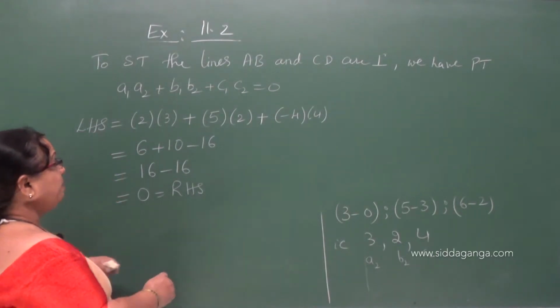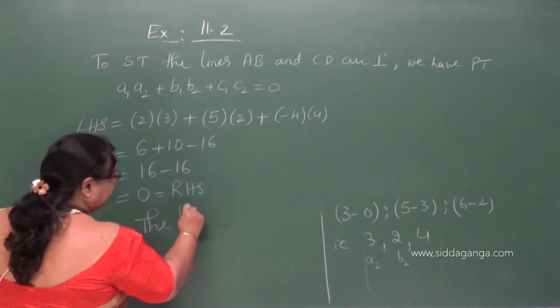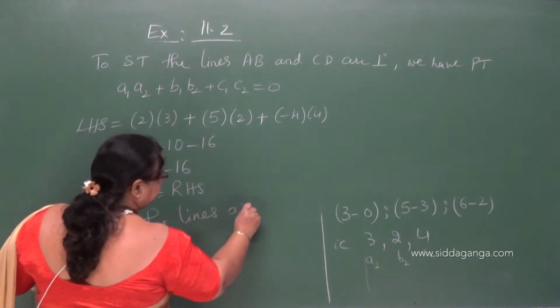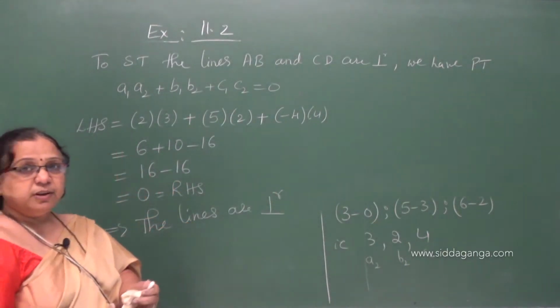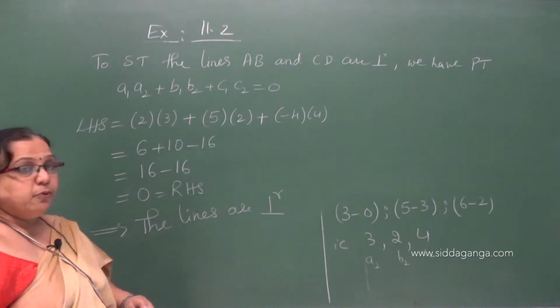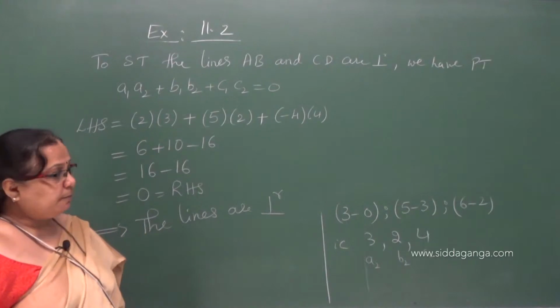So it implies that the lines are perpendicular to each other. The lines are perpendicular. So that is the proof of the second problem.